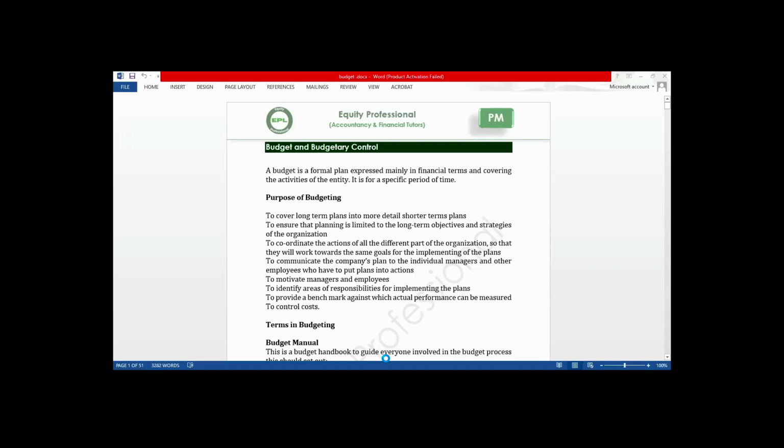Last diet, the topic was not tested at all. No question was tested from budget and budgetary control.